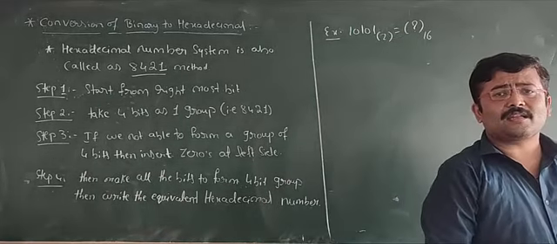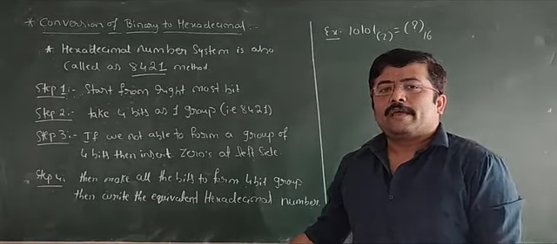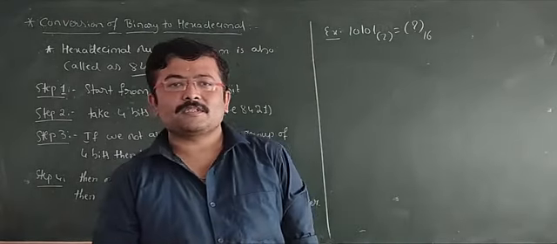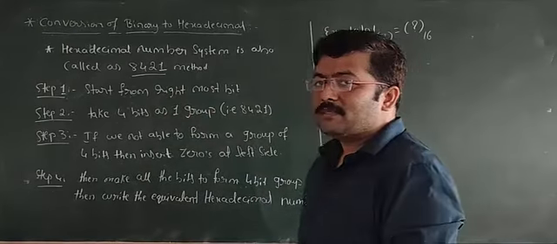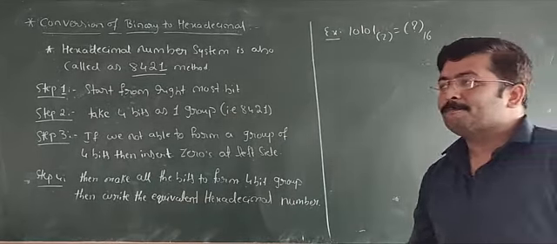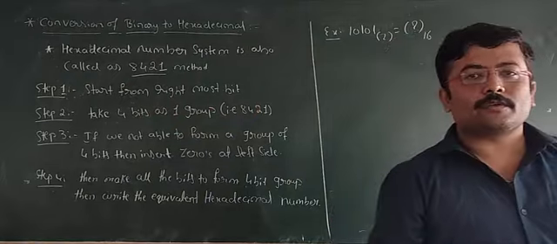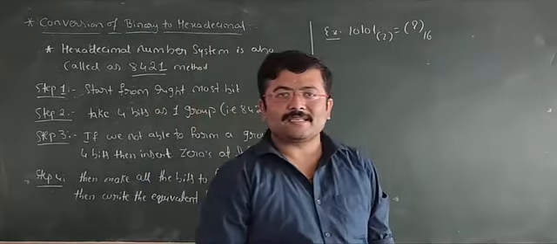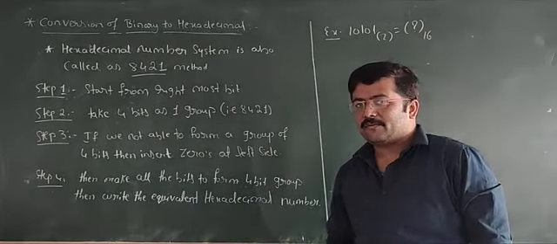In this class, let us discuss the conversion of binary number system to hexadecimal number system. Before that, the hexadecimal number system consists of 0 to 15 numbers, and the base value of hexadecimal is 16. We write 0 to 9 as they are. 10 is written as A, 11 as B, 12 as C, 13 as D, 14 as E and 15 as F.